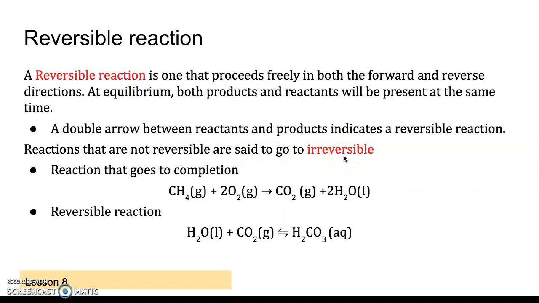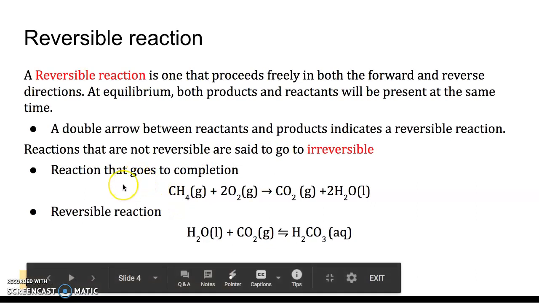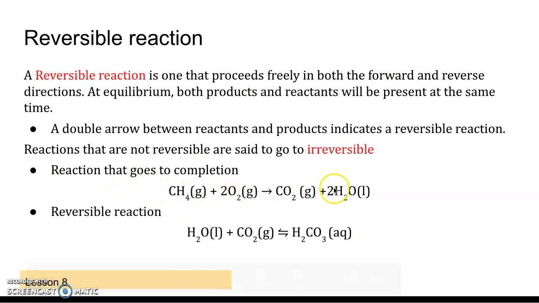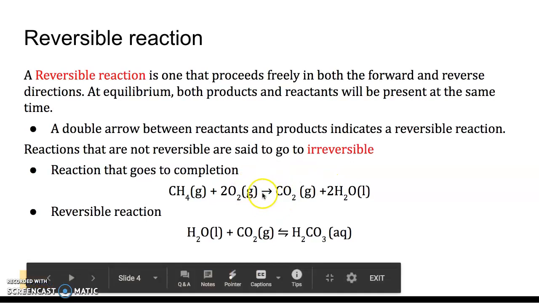So let's look at an example. This reaction is a combustion reaction, a combustion of methane. Obviously we know that combustions are not reversible. You never burn something and all of a sudden you notice the wood comes back, right? So it's never reversible, and it's represented by a one-direction arrow.